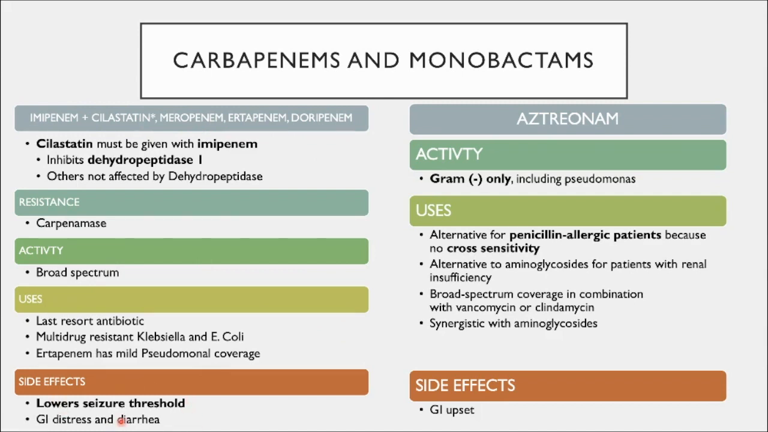They do have some pretty significant side effects, particularly GI upset, and they can lower the seizure threshold. Aztreonam, a monobactam, is the only drug in its class. It only treats gram-negatives, which is weird because it's a beta-lactam, but it also does treat Pseudomonas. The only thing we use aztreonam for is if you have a penicillin allergy but need to cover one of these gram-negatives or Pseudomonas. This is just an option to get around that.